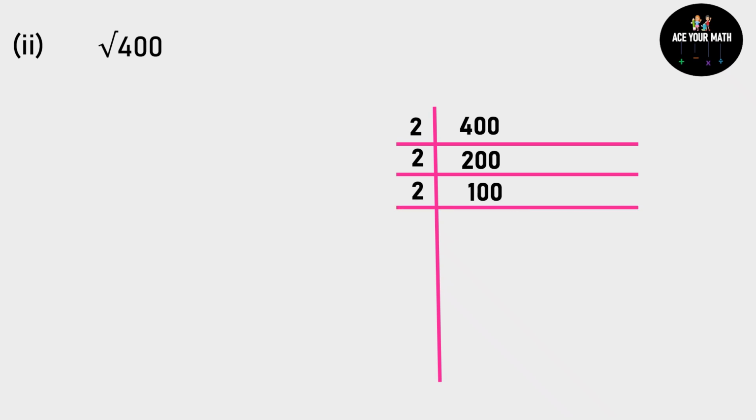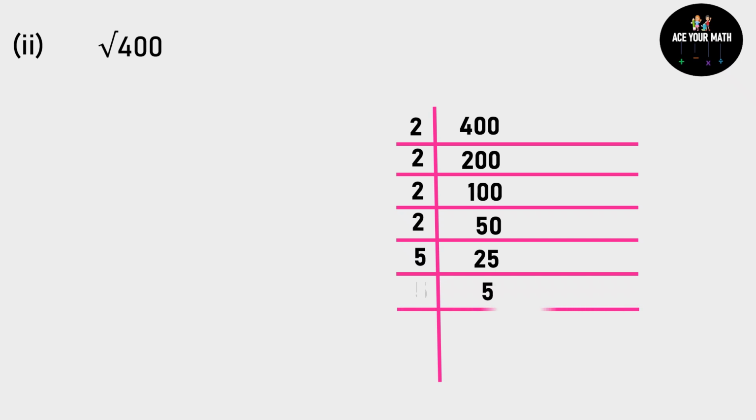Now 100 is again divisible by 2. When you divide 100 by 2, you get 50. 50 is again divisible by 2, you get 25. Now 25 is divisible by 5. So when you divide 25 by 5, you get 5. And again divide 5 by 5, you get 1 as the answer. Now since you get 1 at the end, it means you will stop your division here.